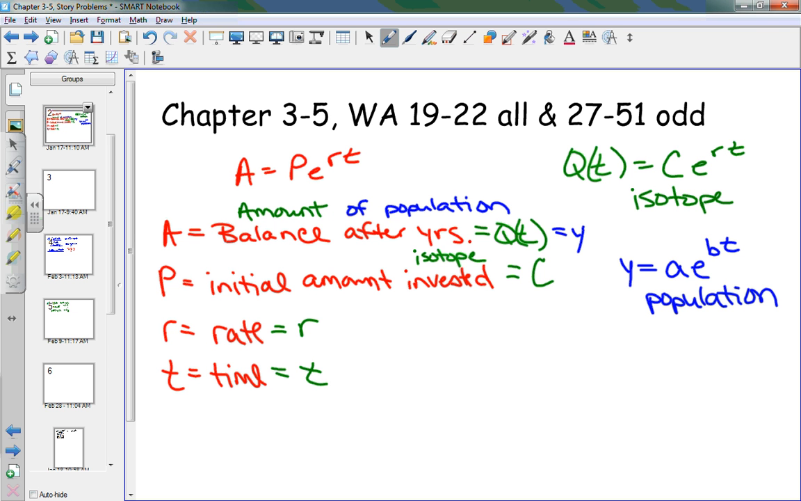What's P? The initial amount, which is your C, which is the initial amount of your isotope. So what is replacing P and C? A, this is your initial amount. In other words, when they first started collecting data, what was the first initial amount of the population in that country? This time, B is your rate. Why they decided to change it to B instead of R, I don't know. Birth rate. I like that. I'll go with that. Good job.